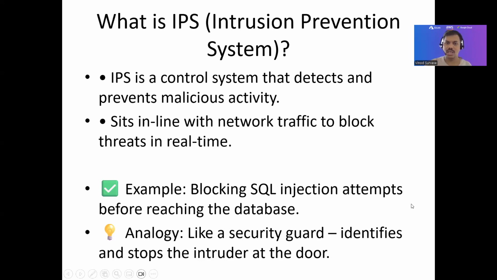The next one is IPS. What is IPS? Intrusion Prevention System. Now, what does it do, right? This is totally opposite to IDS, right? It has the capability to block all those suspicious activities as well as prevent all those policy violations. So you can see that it sits in line with network traffic to block threats in real time, right? Because it has the capability to analyze, detect, and block it then and there.